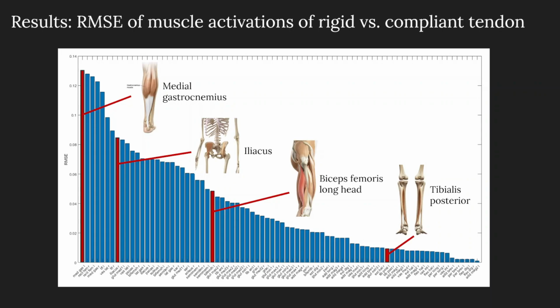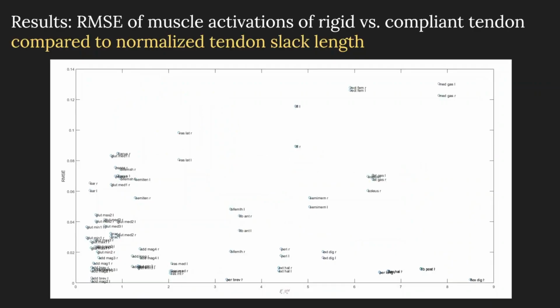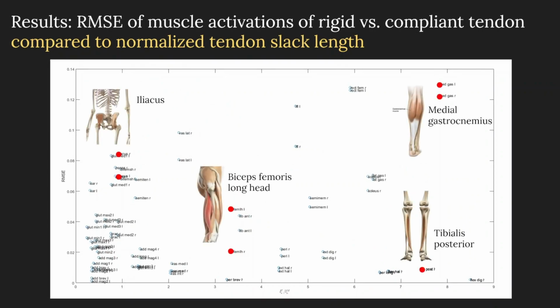We then wanted to make inferences on why some muscles had high RMSE values, so we plotted them against their normalized tendon slack length. These are the highlighted muscles from earlier. There seems to be a slight positive trend between RMSE and tendon slack length, but we had outliers in the lower right, like the tibialis posterior.